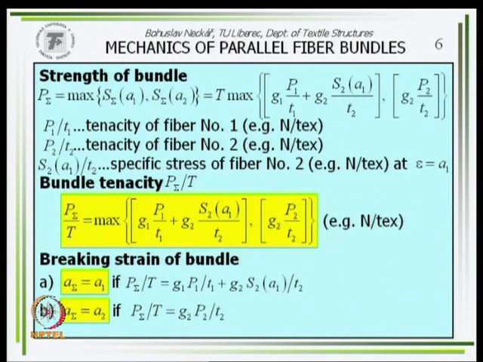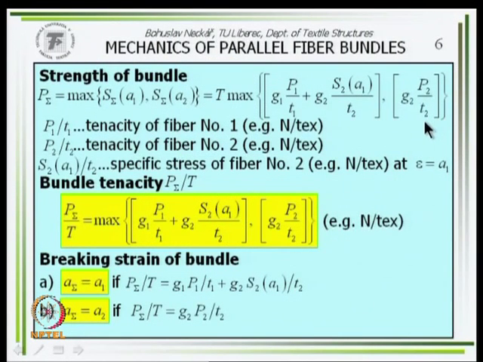Well, what we have here, it's interesting. Here is a ratio P1 by T1. What is P1? Strength of fiber by fiber linear density, by fiber fineness. It's tenacity. It's known as the tenacity of the fiber. For example, Newton per tex or something so.